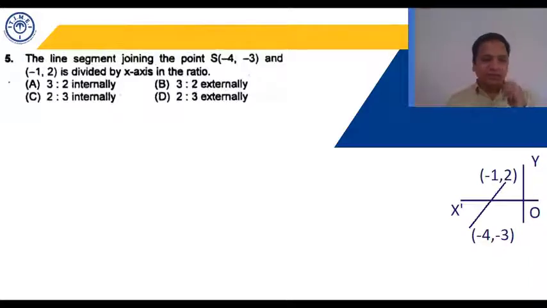Let's apply what we learned till now, using the same logic. We have drawn the points. When you draw the coordinates, the figure becomes much simpler. Two options you straight away rule out, because it has to be an internal division, not external. The line segment joining (-4, -3) and (-1, 2) is divided by the x-axis in which ratio? We need to find that.